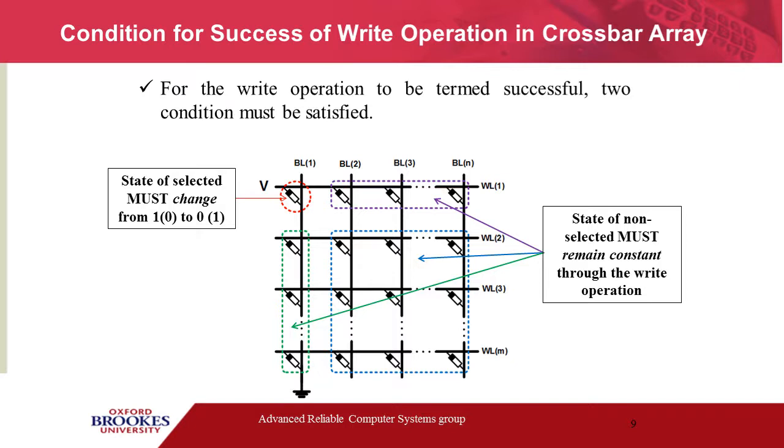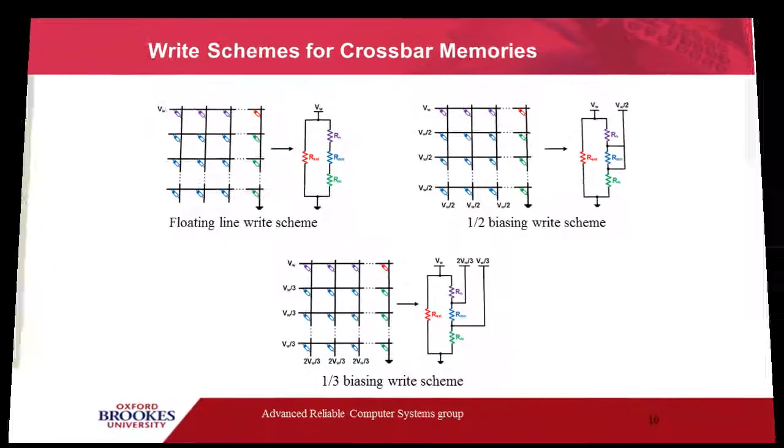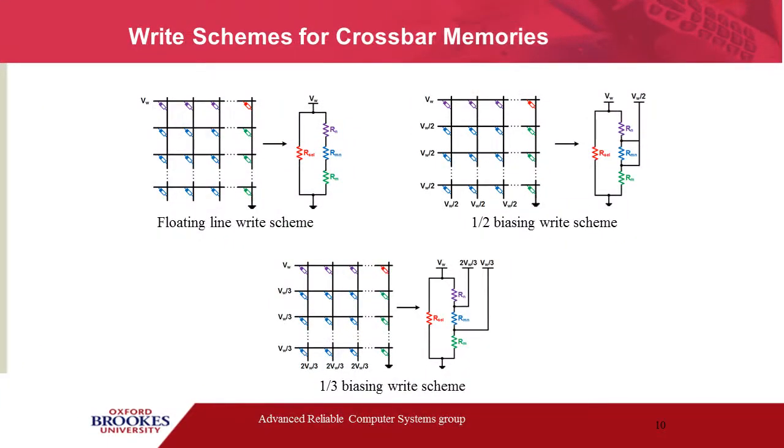So in order to satisfy both of these conditions, a number of write techniques have been proposed in the literature. I'll be talking about 3 of the existing techniques on the next slide. The first scheme here is the floating scheme, which we've used to model the crossbar on the previous slide. The 2 other schemes are the 1/2 and 1/3 biasing schemes, as can be seen on the screen, and I have the equivalent resistance model on the right hand side of each of these schemes.